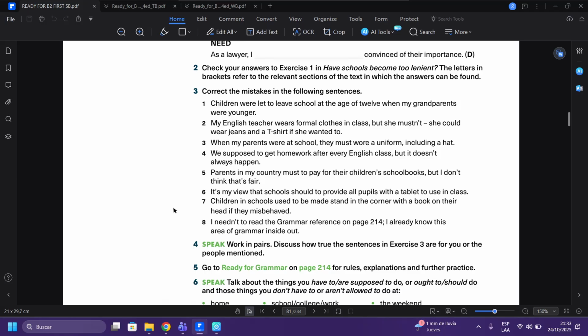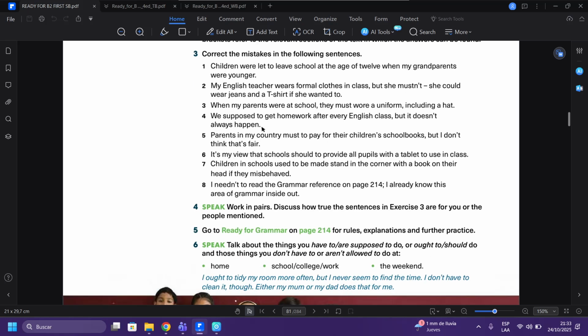They must wear. Because we must wear. Yes, they must wear. Perfect. Because when we have a modal verb, we don't have to conjugate any verb anywhere. Number four. We're supposed to get homework after every English class, but it doesn't always happen.